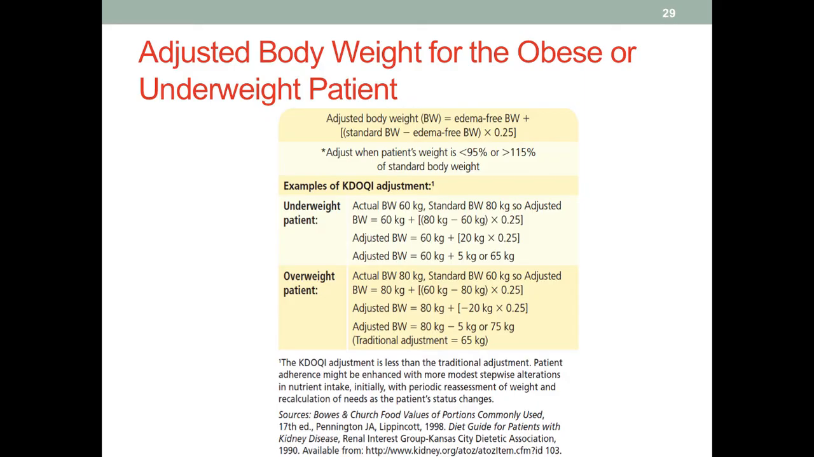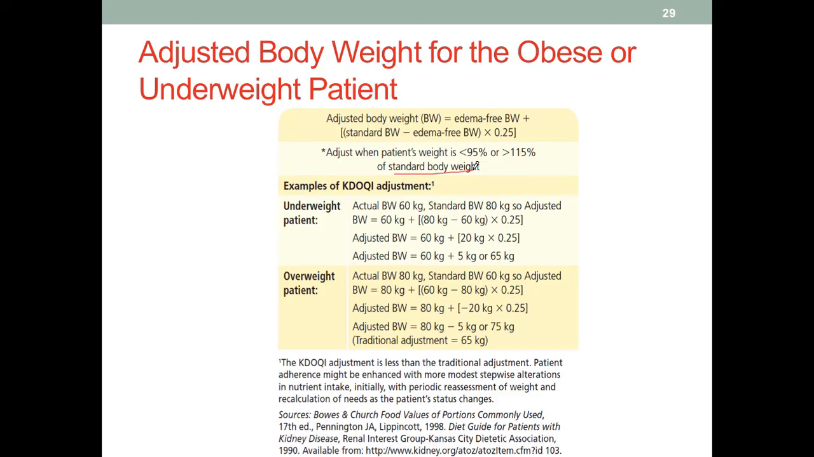And we do need to adjust body weight for both the obese or underweight patients. And this slide here shows the strategy on how to adjust the body weight. And again, standard body weight here is basically another term for ideal body weight. And we'll need to have the ideal body weight, which we know how to calculate from the Hamwi equation. And we'll want to have edema-free body weight. So another term for this is estimated dry weight or just dry weight. So this would be the patient's weight without fluid overload.